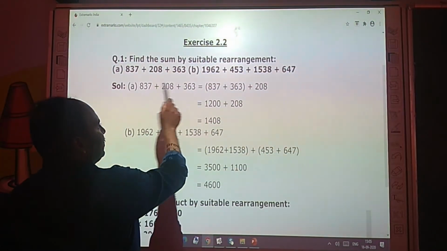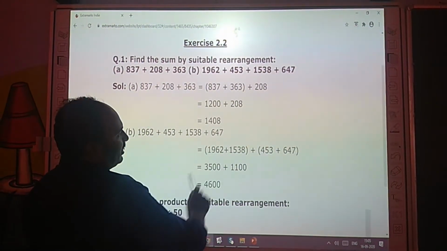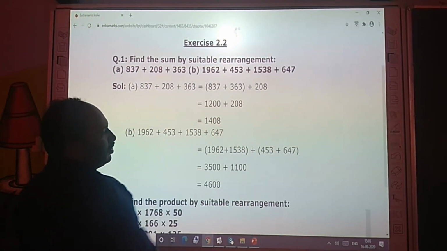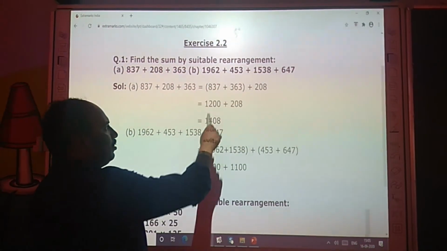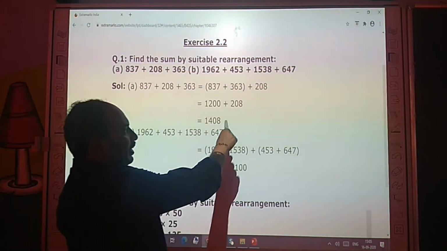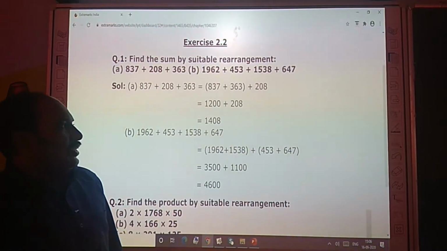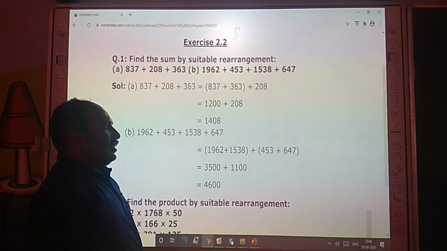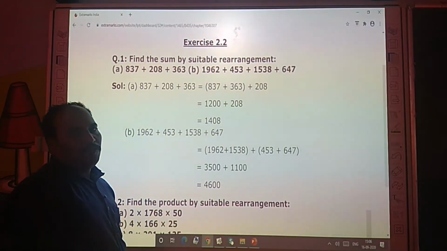So we add first and last, 837 plus 363, plus the remaining term 208. So we add two terms. Our answer is 1200 plus the remaining term 208. 1200 plus 208 is equal to 1408.